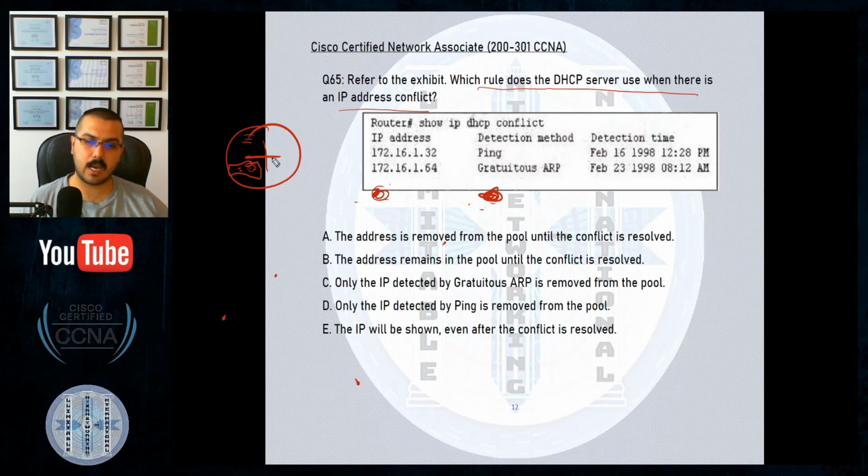So what will the server do? It will remove those addresses, deactivate or exclude them, until the problem has been solved. The address will be removed from the pool until the conflict is solved.